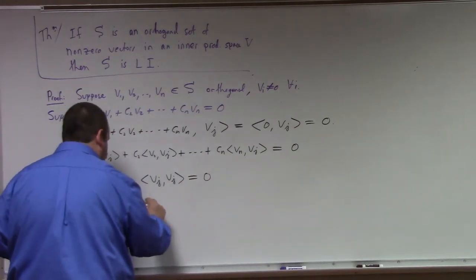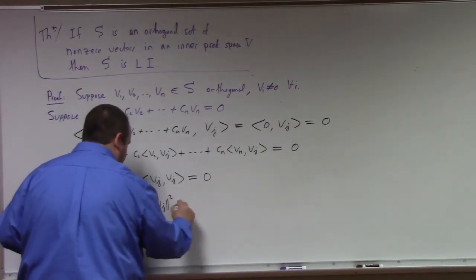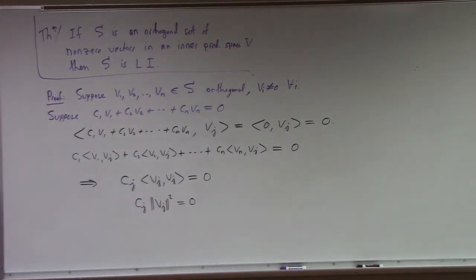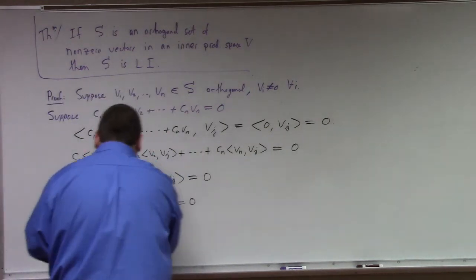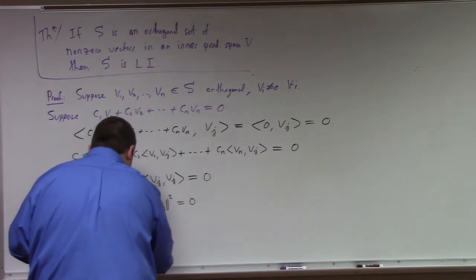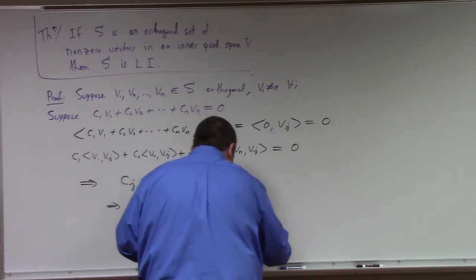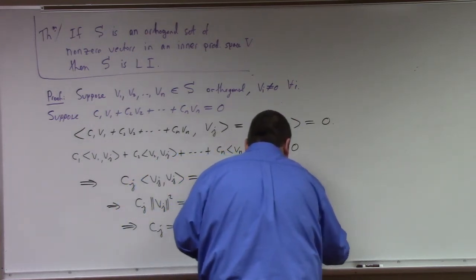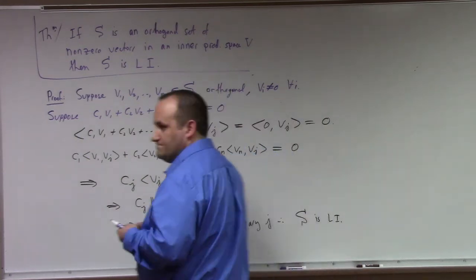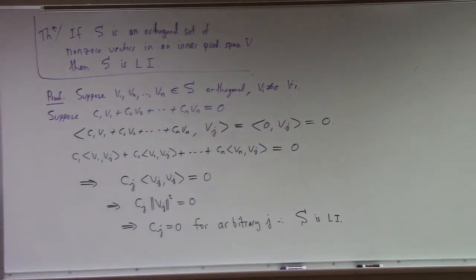But this says that cj times the length of vj squared is equal to 0. But remember, we're assuming that vj is non-zero, so it has a non-zero length. So the only way that that can be 0 is for the jth coefficient to be 0. And that's for arbitrary j. Therefore, S is linearly independent. So orthogonality and non-zero is sufficient to give us linear independence.